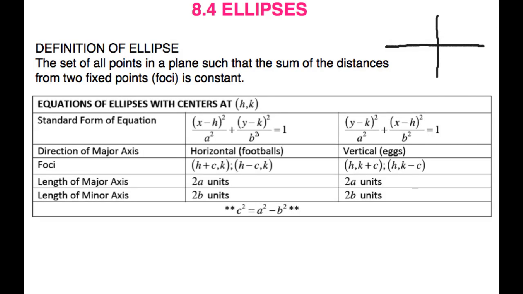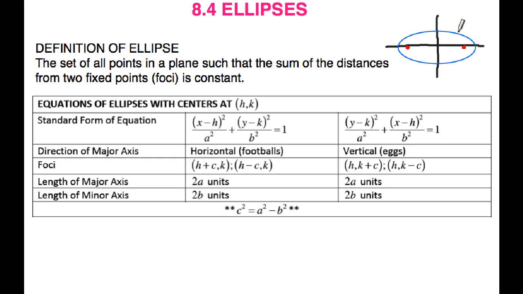It can either look like a football if it's longer horizontally, or look like an egg if it's longer vertically. So here is an ellipse. Your foci are two points inside the ellipse. So we'll say the foci are about right here. The definition is saying that it's a set of all points in a plane such that the sum of the distances from two fixed points is constant.